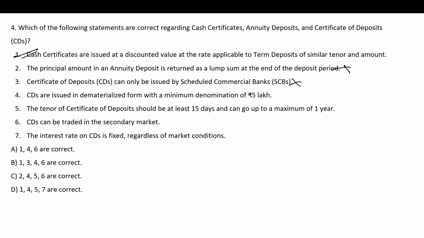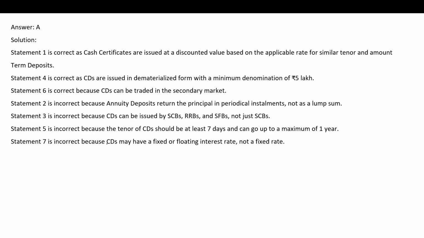CDs are issued in dematerialized form with a minimum denomination of 5 lakh. So the statement is correct. The tenure of certificate of deposit should be at least 15 days. So this statement is not correct. It should be at least 7 days and not 15 days. CDs can be traded in secondary market. This statement is correct. The interest rate on CD is fixed regardless of market conditions. So this is not correct. It can be fixed or it can be floating. So not only fixed. So 1 is correct, 4 is correct and 6 is correct. 1, 4, 6, option A. Option A is the correct answer for this question.